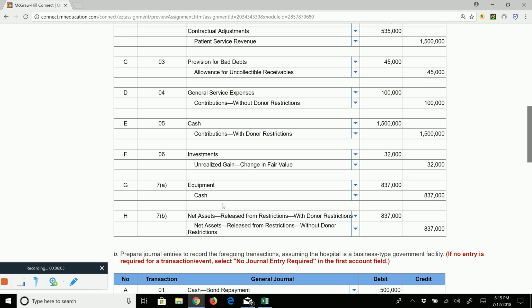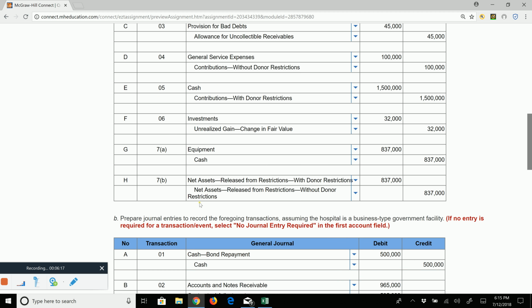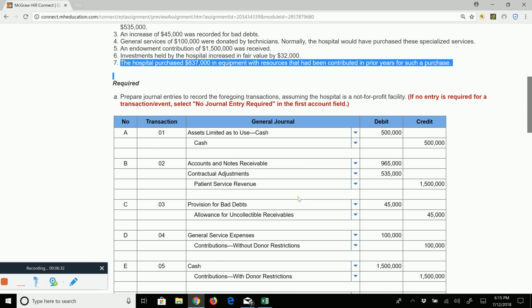First, we're going to record the purchase of equipment by debiting equipment, crediting cash. In addition, that $837,000 was released. So we will debit net assets released, with donor restrictions, to decrease it, and we will credit net assets released, without donor restrictions, to increase that column. So these are private, not-for-profit hospital.